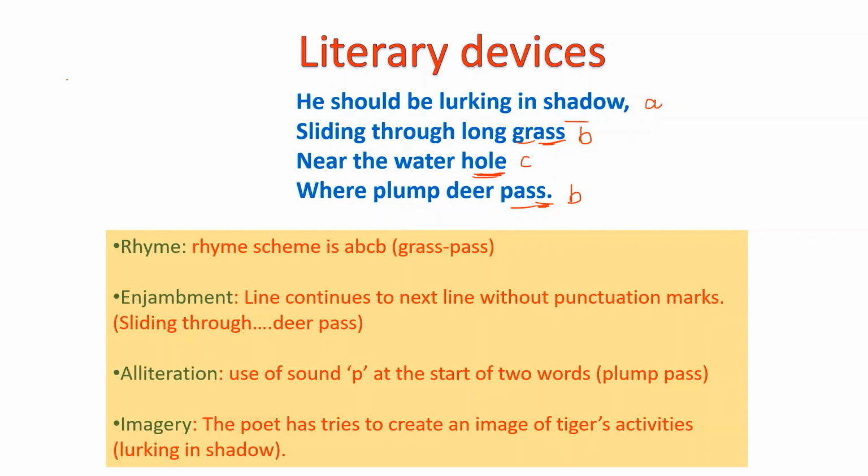So the rhyme scheme here is A, B, C, B. The rhyme scheme is A, B, C, D. The next literary device is enjambment.